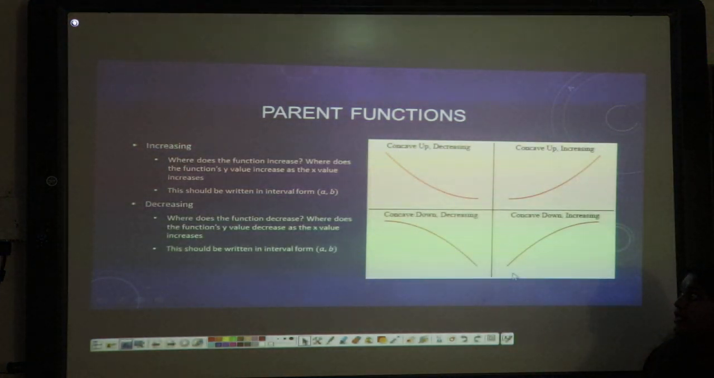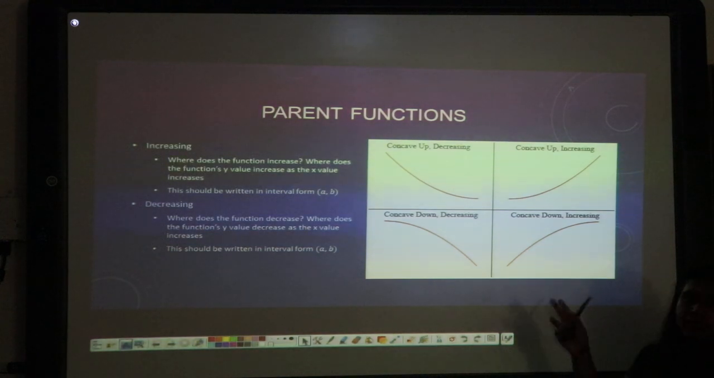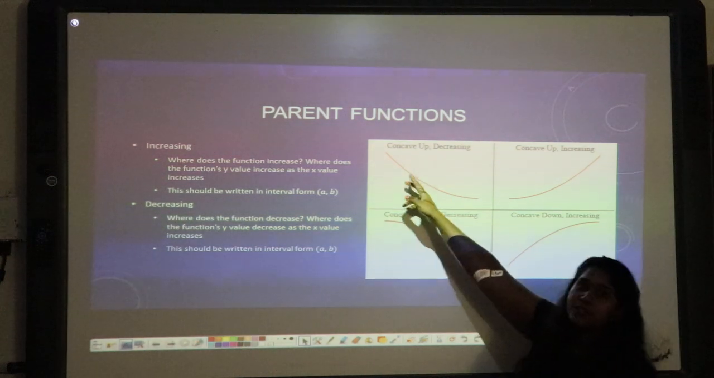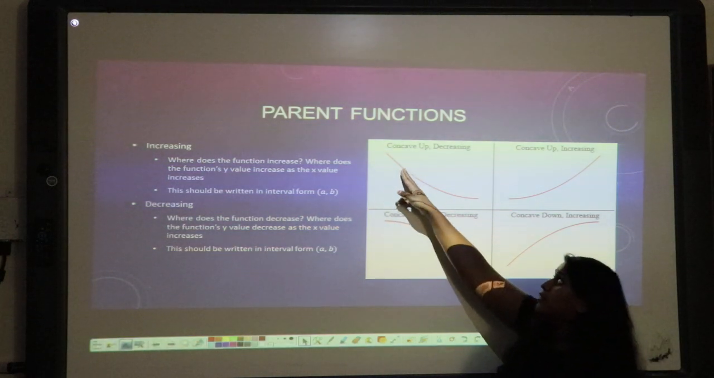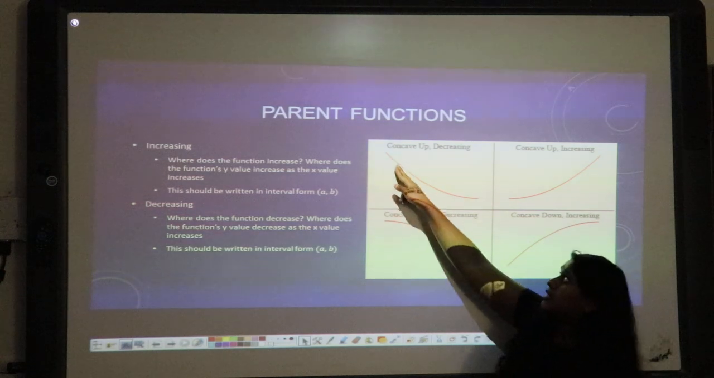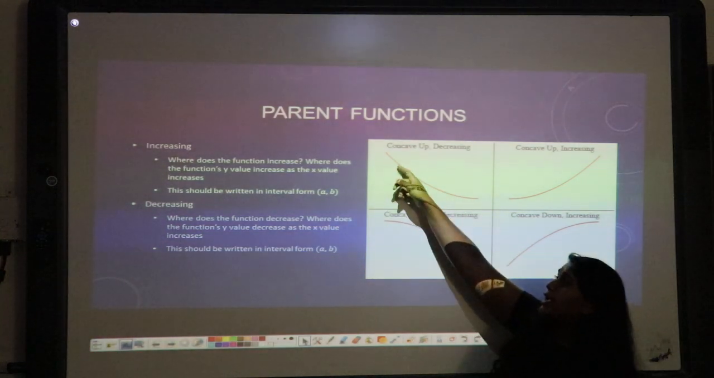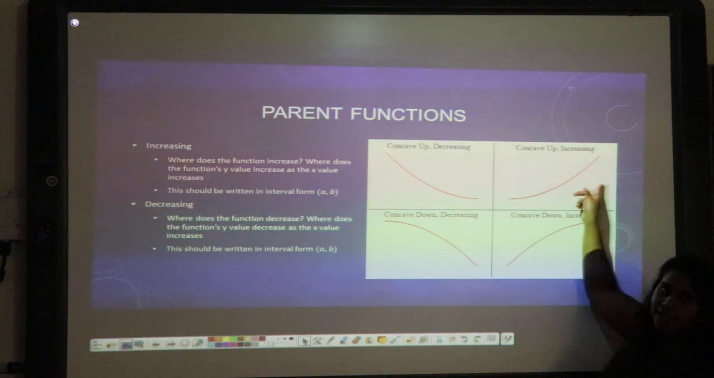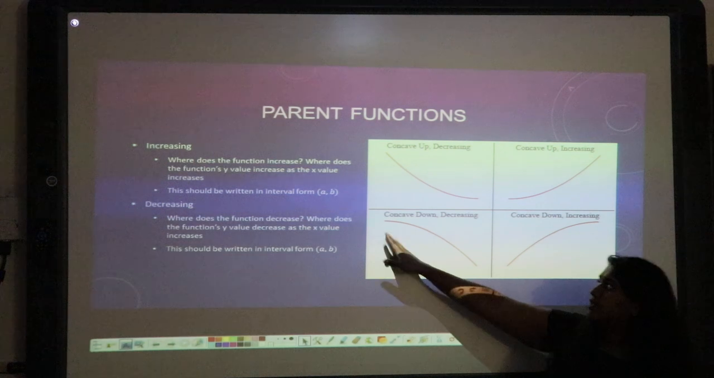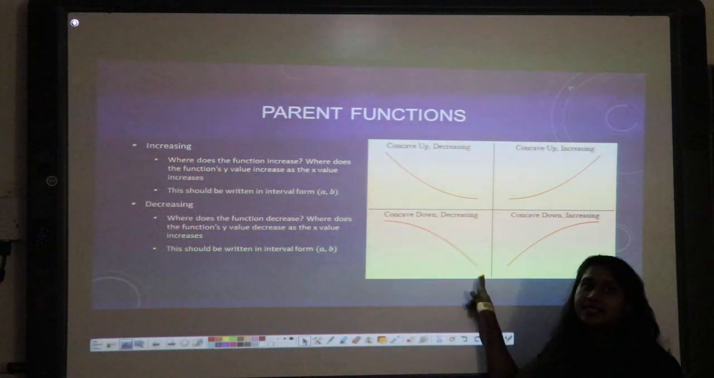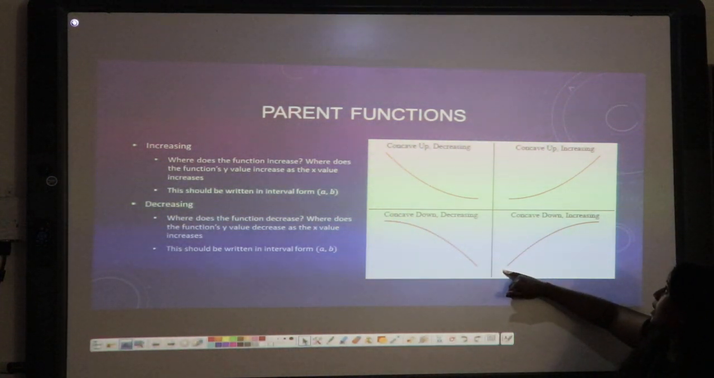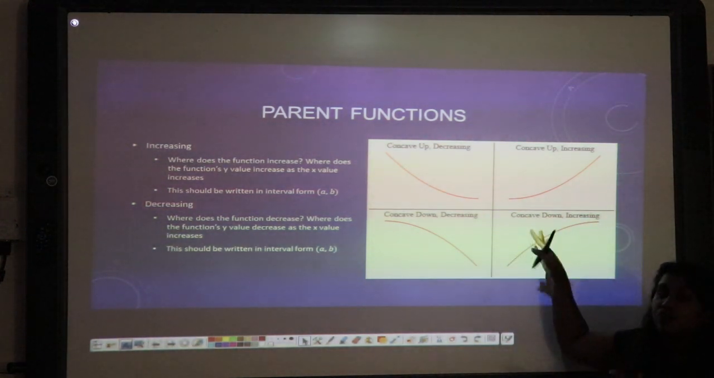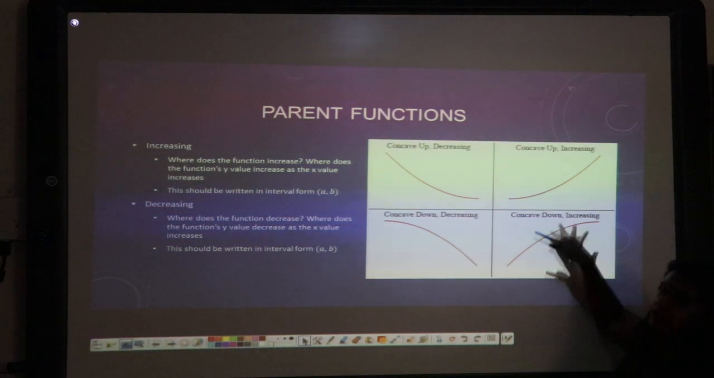And finally, we are going to talk about increasing and decreasing. Just a brief reminder, talking about my smiles and my frowns, that just means concave up and concave down. We have increasing and decreasing on both sides. So if I have concave up, if I look at that smile, I can see that it is decreasing here. As my y is decreasing, my x is increasing. And here I've got a concave up increasing: y is increasing, x is increasing. Concave down, as my y decreases, my x is increasing, and concave down increasing, as my y is increasing, my x is increasing. So just a visual representation of our decreasing and our increasing.